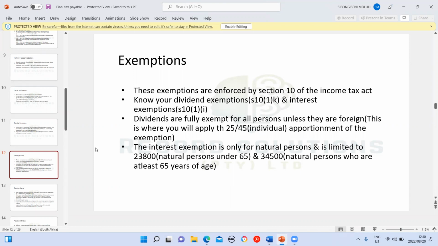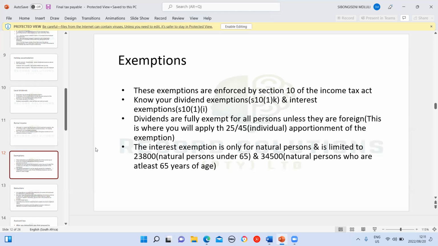So when it comes to exemptions, these exemptions are enforced by Section 10 of the Income Tax Act. You should know your dividend exemptions in terms of Section 10(1)(k) and interest exemptions in terms of 10(1)(i) very well. So the dividends are fully exempt for all persons unless they are a person. Then in this case, you'll apply the 25 or 45 apportionment, and that is in terms of an individual. Since you are doing individuals, companies have a different apportionment for foreign dividends received. But since we're dealing with individuals, if it was foreign, we'd apportion it according to this fraction 25 or 45. But if it is a local dividend, the full dividend is exempt.